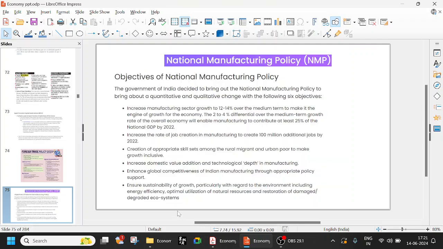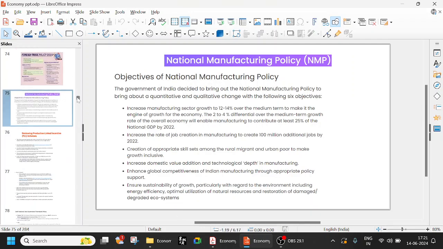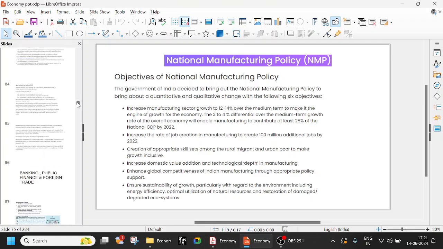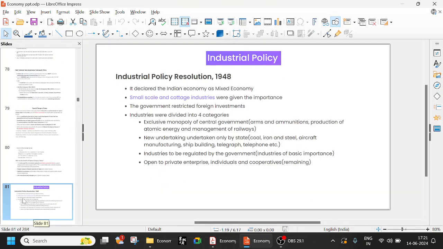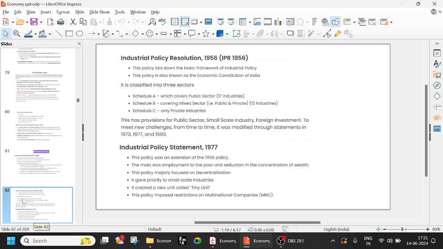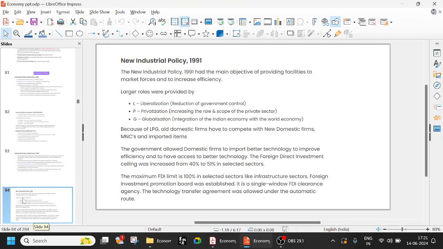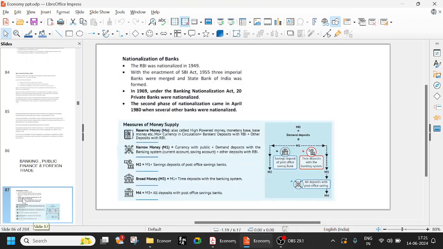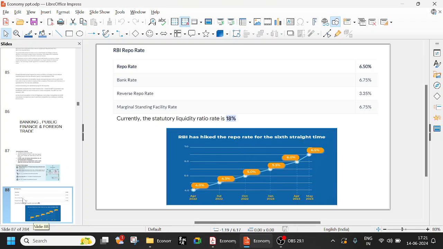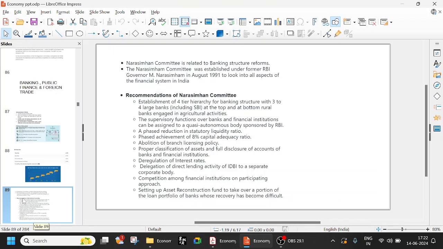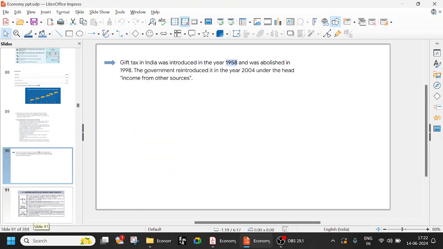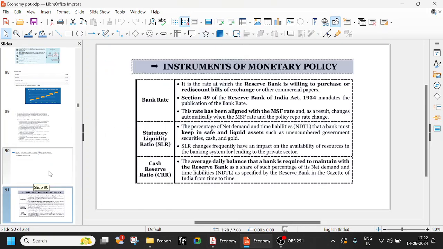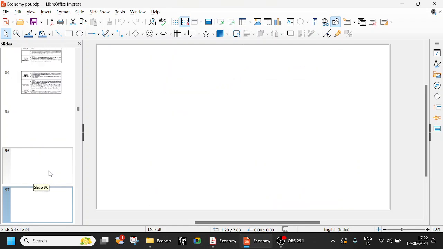So trade policy, manufacturing policy, all these policies, and then you have industrial policy. For example, all these are very important. How did industrial policy start? 48, 56, 77, 99, and the latest one. And then you have banking related nationalization, the current repo rate and all these things. Narasimham committee. Any individual questions, current affairs which I encounter, I'll be putting here. So bank rate, SLR, and all that. So everything related to banking.